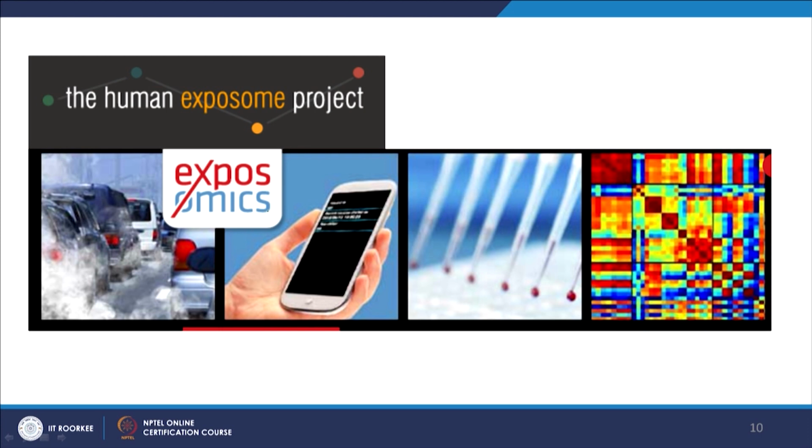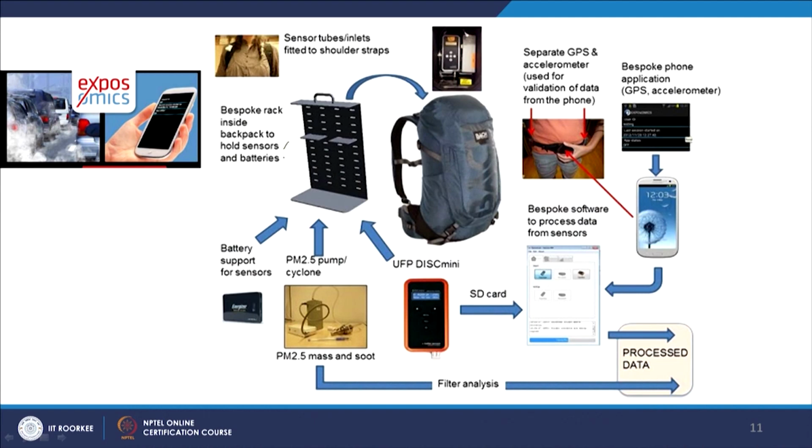They are doing some very good research in water pollution, air pollution, biostatistics and omics. So let's look at that. When it comes to air pollution, they are finding out that we need to understand a person's personal level of exposure to different contaminants. And if you look at this particular figure, from one of their studies, in their backpack they had a bespoke rack inside this backpack that held sensors and batteries.